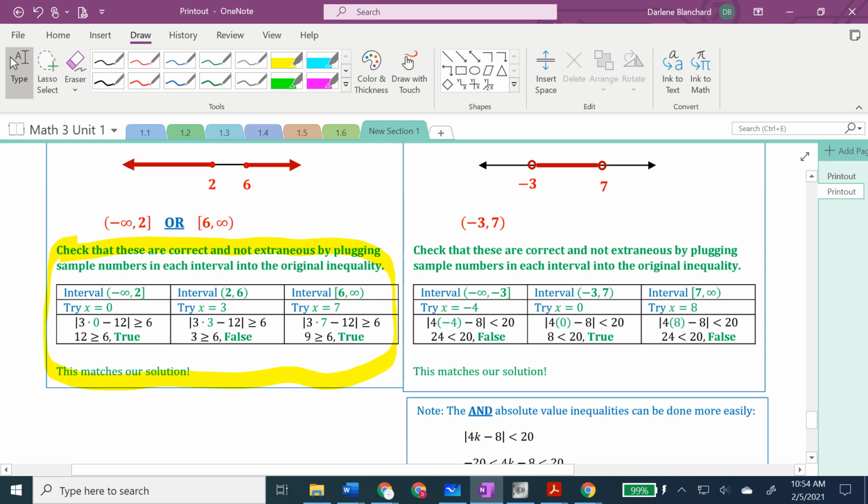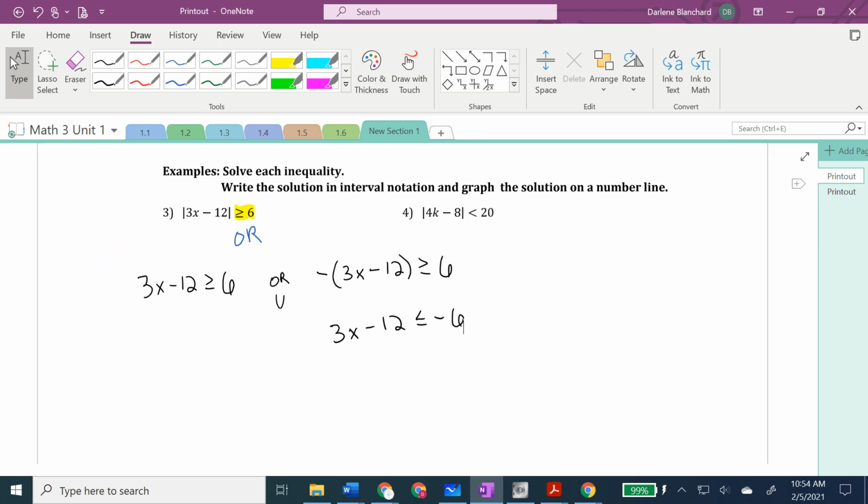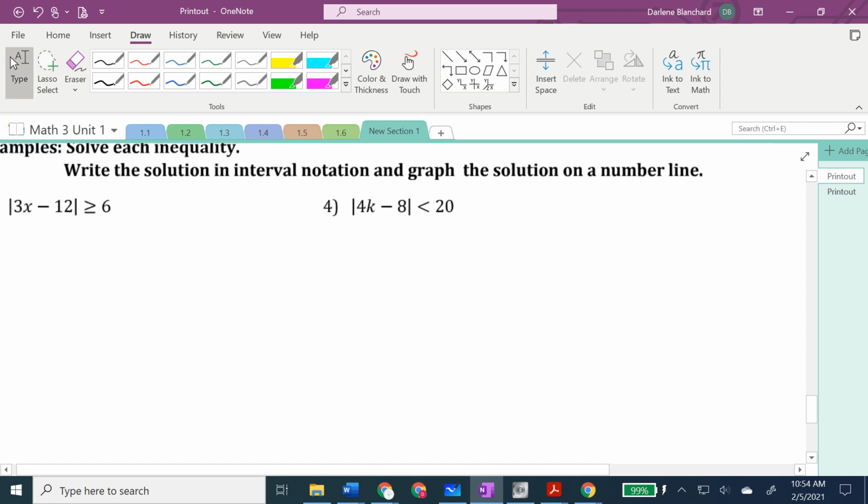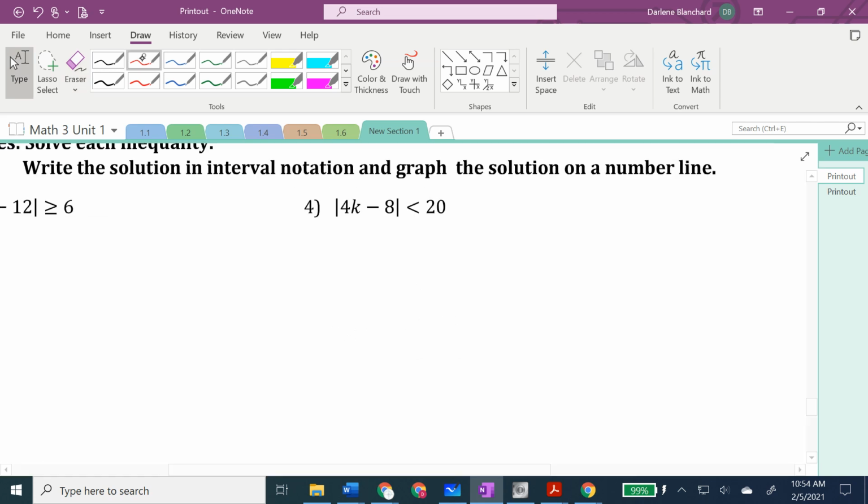Okay, then let me come back and let's do number 4. Let's do number 4 the easy way. You can look at the notes to see the hard way. I think I put both the hard and the easy way. If you have absolute value less than, it's an and situation, but the easier way is to write what's in the absolute values and put it in between the positive and the negative of that number.